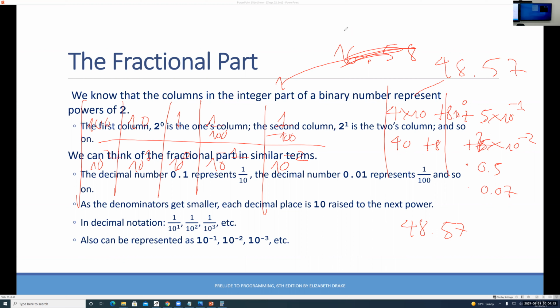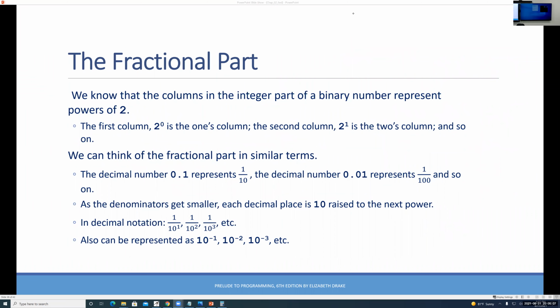So you see, if you have 48.57 here, actually you have 4 of 10. You have the 8 of number 1. You have 5 over 10, and you have the 7 over 100 here. That is when working with the decimal system, right? Now, the binary also always works the same.